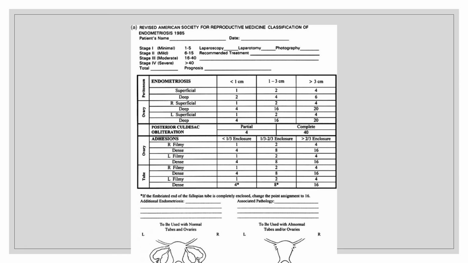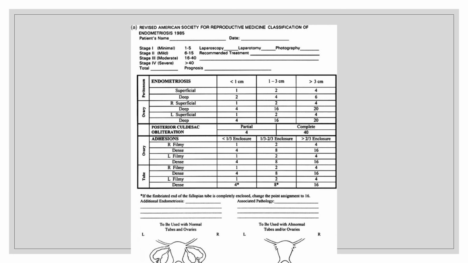If you have any places with dense adhesions, if you have more than 3 of them, you're automatically going to be stage 4 endometriosis. Or if you have deep infiltrations of endometriosis in the ovary, meaning like an endometrioma, you're going to have stage 4 endo.